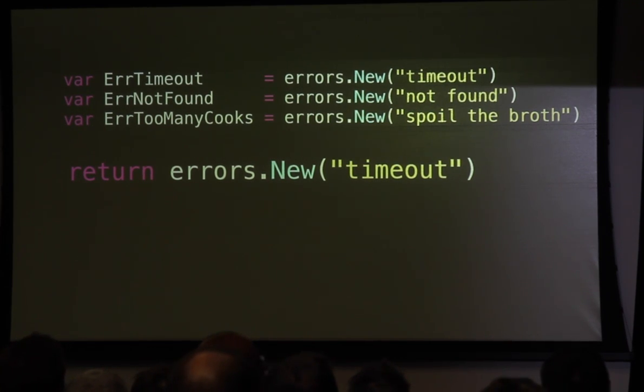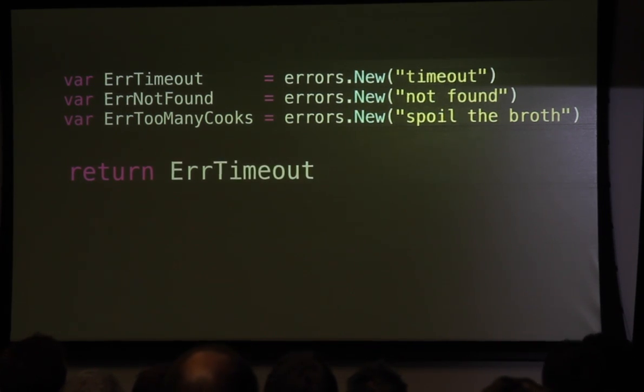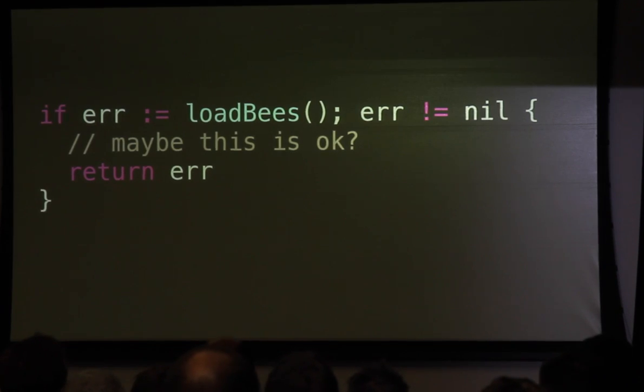So we could return a particular error, and then if these are exported from our package, we can compare against them in some other caller. And then we could just return this instead. So if we're loading our website, which was beesbeesbees.com, you should check it out, then we might actually just want to pass the error back and assume that the caller will deal with that.